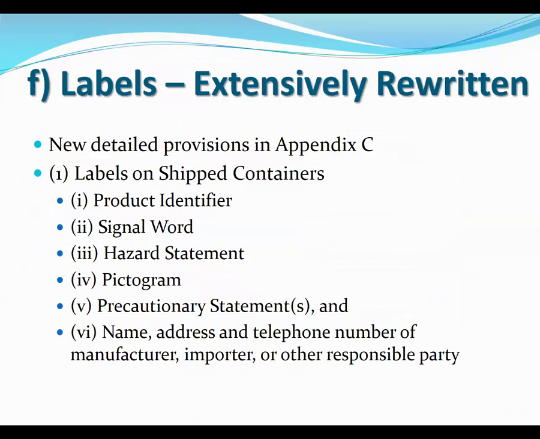So labels. Labels now on shipped containers will have the product identifier, the signal word, which is a danger or warning, a hazard statement followed by the pictogram or pictograms, a precautionary statement, and the name, address, and telephone number of the manufacturer, importer, or other responsible parties. Next, I have just a couple of newspaper clippings of some instances where and why they've extensively rewritten the label policy.